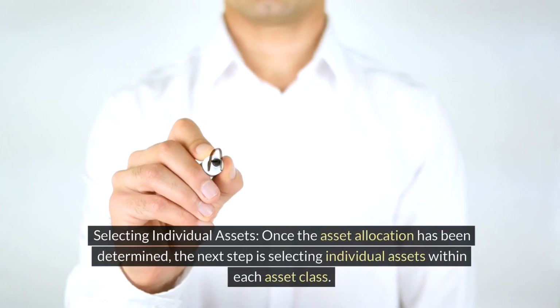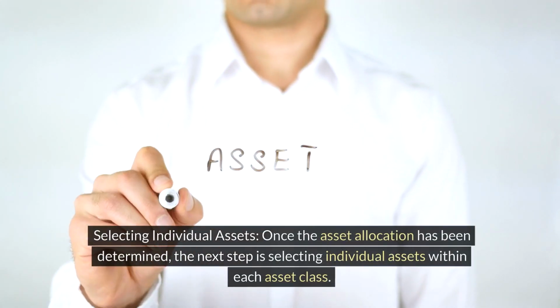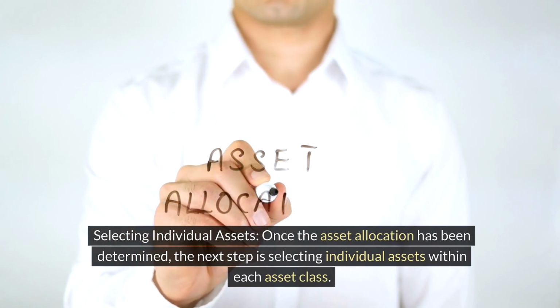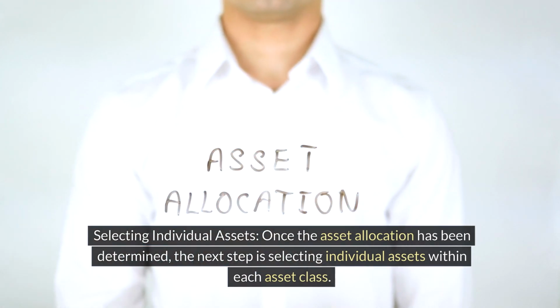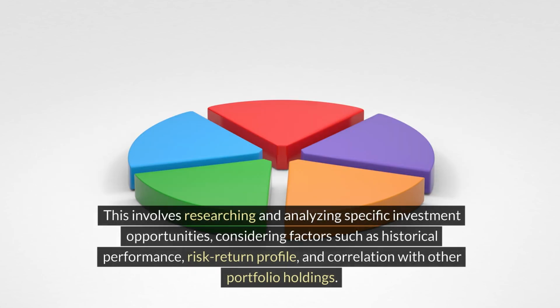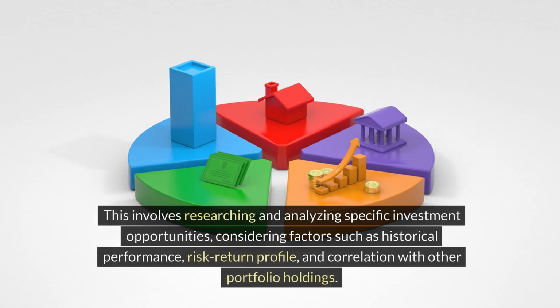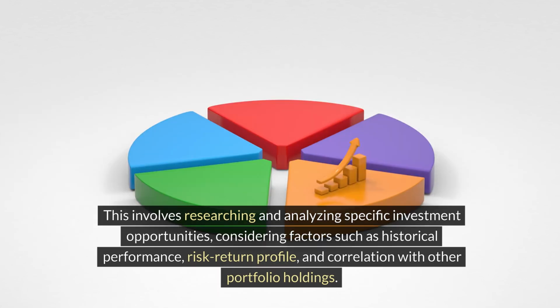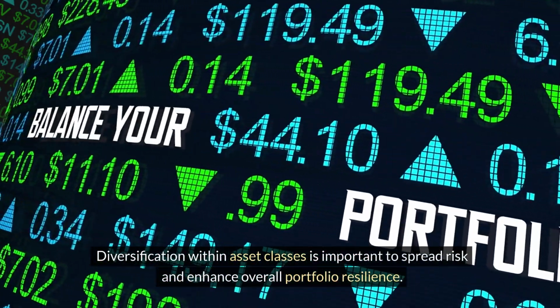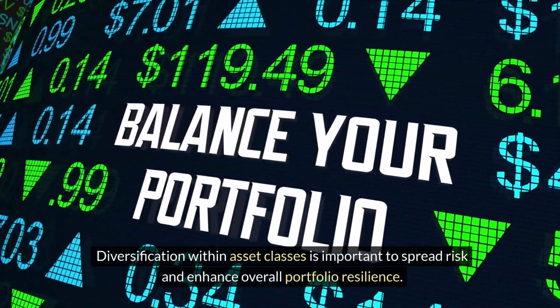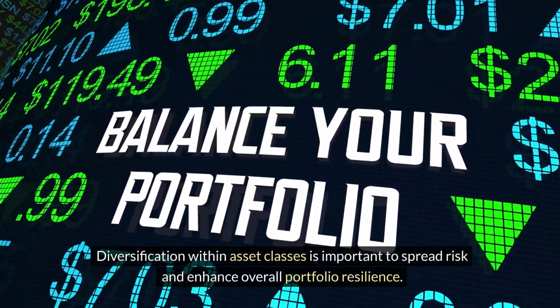Selecting individual assets. Once the asset allocation has been determined, the next step is selecting individual assets within each asset class. This involves researching and analyzing specific investment opportunities, considering factors such as historical performance, risk-return profile, and correlation with other portfolio holdings. Diversification within asset classes is important to spread risk and enhance overall portfolio resilience.